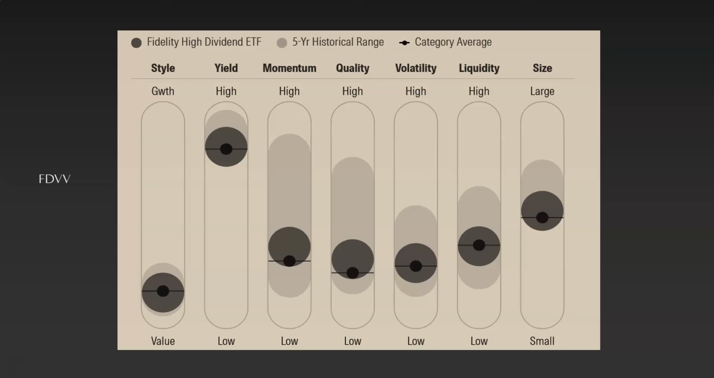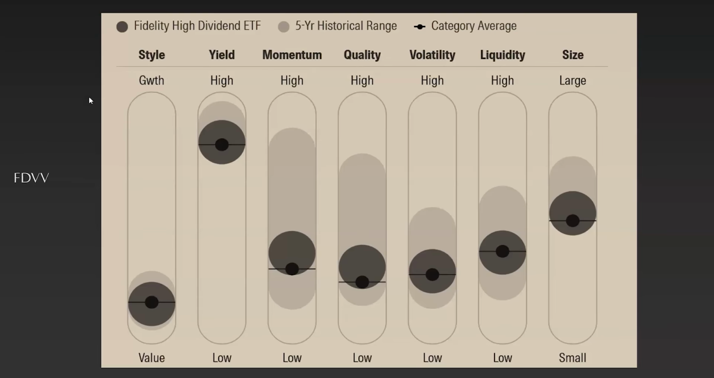Now I realize I haven't been doing you justice on this channel because I don't talk about factors enough, and they're important. In the future, we'll talk more about factors. But what I want to see here is how the factors look for these ETFs. So this is FDVV. We have the style, which is growth and value. We have yield, which is higher or lower. Momentum, quality, volatility, liquidity, each higher or lower. Size, larger or smaller companies.